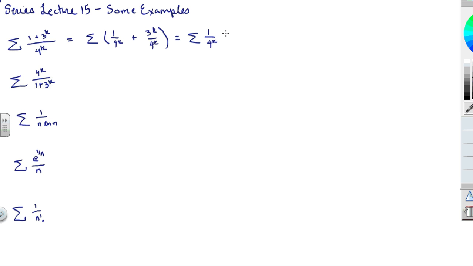Be careful, if they don't converge, you can't do that. But since both of these converge, the sum of them converges. And so this converges. Geometric series, in fact, we know what it converges to. If we're starting with 0, this one will converge to 1 over 1 minus 1/4, and this one will converge to 1 over 1 minus 3/4. If we're starting with 1 or 2, we'd have to tweak that a little bit.